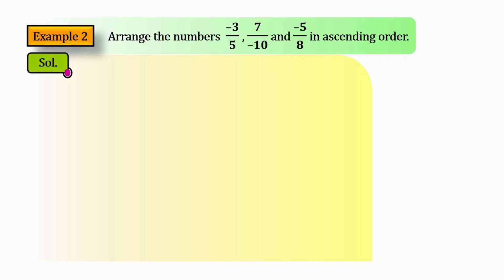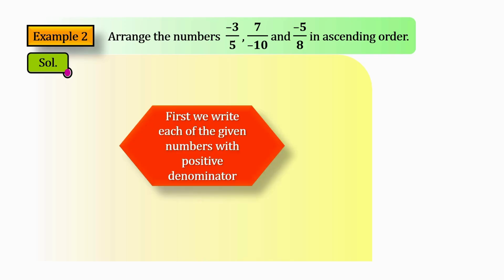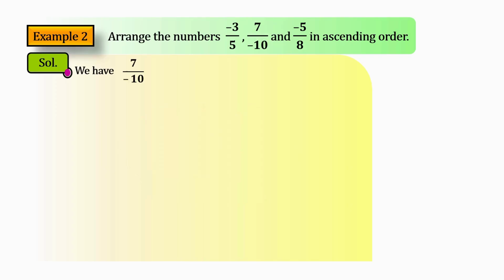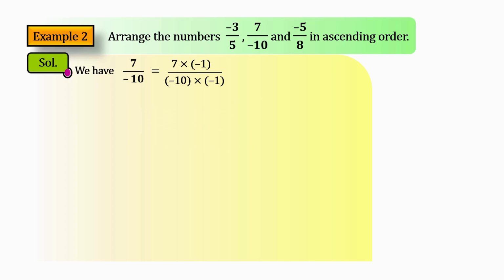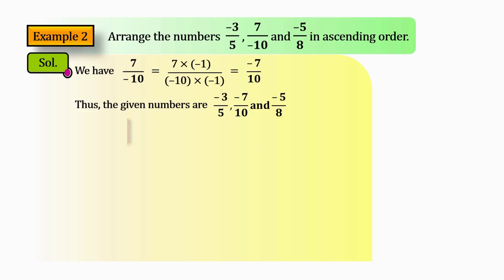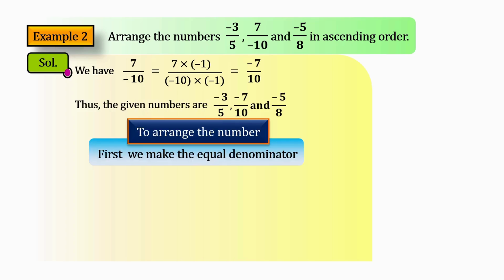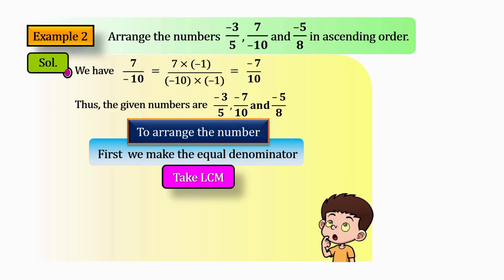Arrange the numbers minus 3 by 5, 7 by 10 and minus 5 by 8 in ascending order. So let us take a look at the step by step. First, we write each of the given numbers with positive denominator. So multiply with minus 1. Now we need to arrange the numbers. First, we need to make the equal denominator and then take the LCM.